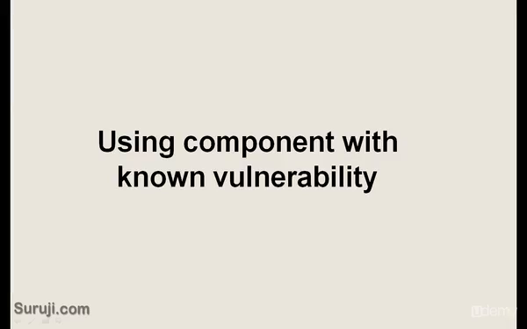Using component with known vulnerability holds the ninth position in OWASP. This is quite an interesting vulnerability because we don't have to use any special tricks to exploit it. All we need to do is understand the web application code properly and find out what software version is used by the web app, or what library or third-party component is used in the web application.